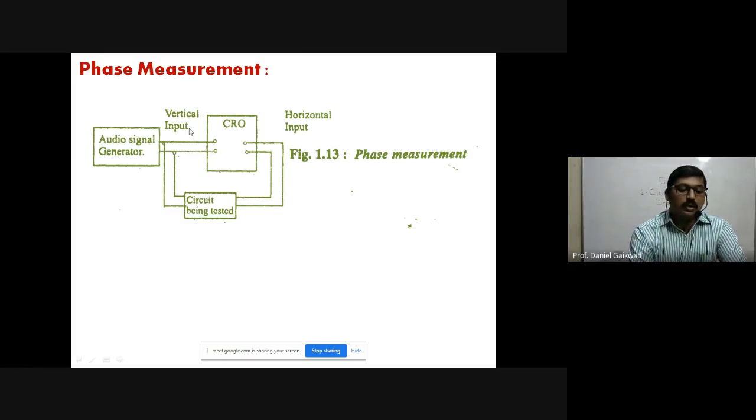Now we have the next application, number 5, that is called phase measurement. Now check carefully. Suppose we have to measure the phase for the vertical input. See here, we have the vertical input and here we have the audio signal generator. So the frequency generator or audio frequency generator, and here we have the input to the CRO. So from the audio frequency generator we have input to the CRO, and from the output, the horizontal output, again we have the circuit being tested and we have feedback like this. So these will be the connections for the phase measurement. Vertical input, horizontal input, that will be given accordingly like this.